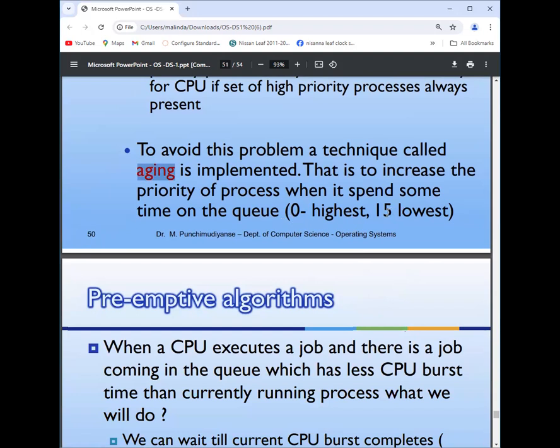This is for Unix, but at the exam, if I give you that sort of question, I will always give which number is the highest and which number is the lowest. So you can get the priority, right?